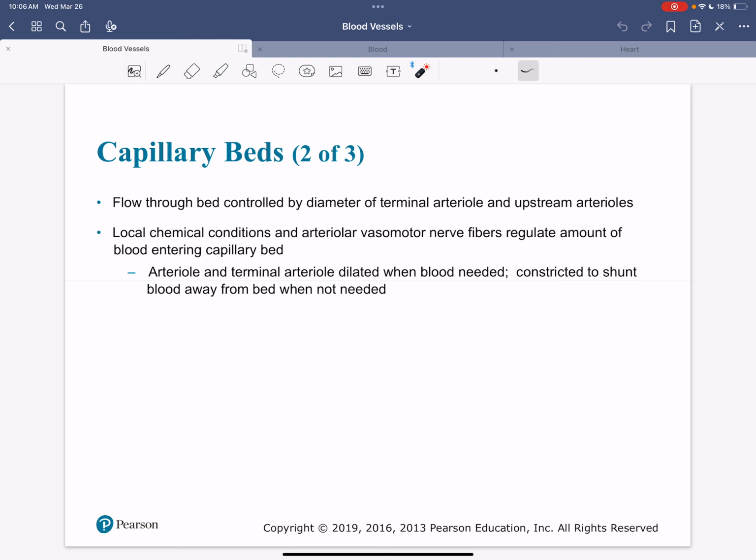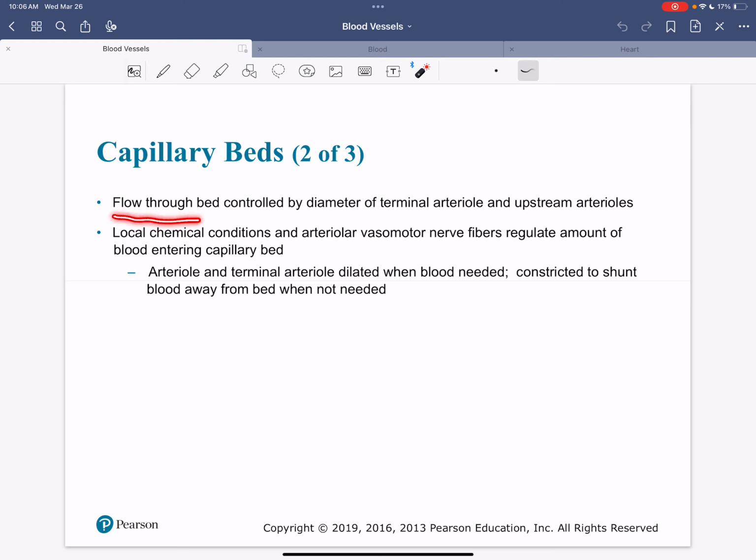Now, not all your capillary beds are open at once. If they were, the container size would be too big for the amount of blood in your body, and pressure would drop. So we control where the blood goes. If you don't need a whole lot of blood, the capillary beds aren't really open in that area. If you need blood in that tissue, well, then we open the capillary bed. So it's a very dynamic process.